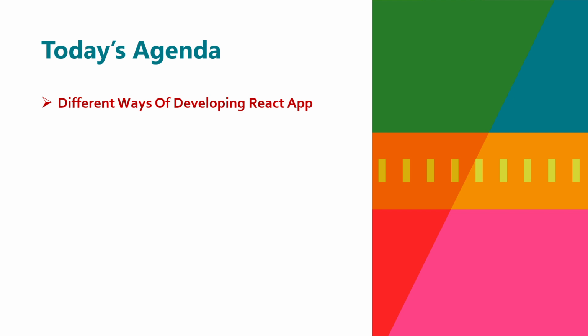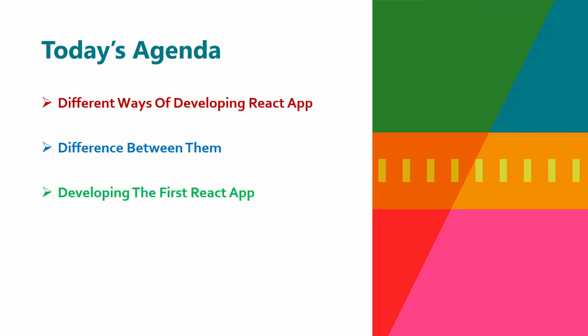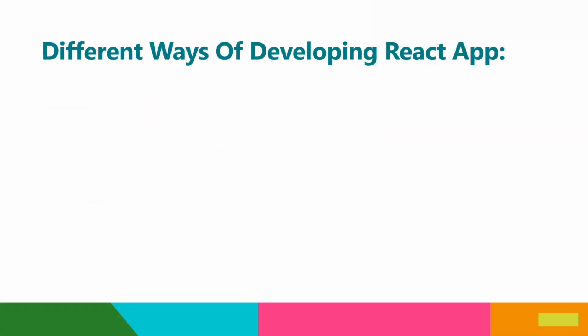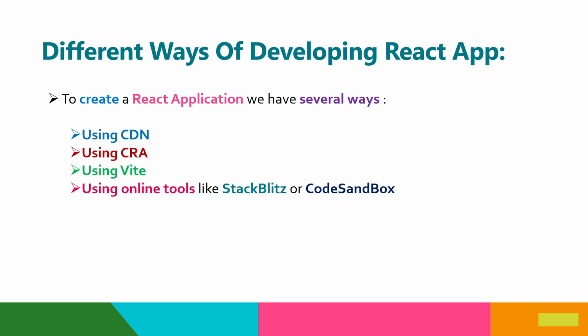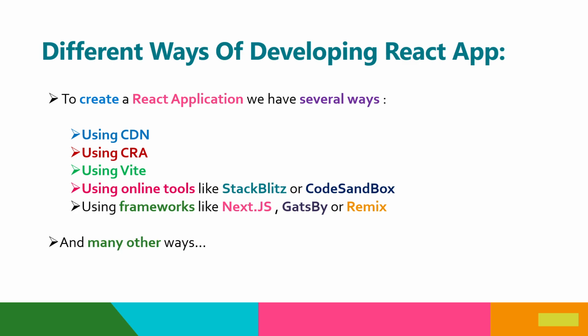So first of all, today the agenda is the different ways of developing the React app, the difference between them, and developing the first React app. The first is Create React App. We have several ways: using CDN, using CRA, using Vite, using online tools like StackBlitz or CodeSandbox, using frameworks like Next.js, Gatsby, Remix, and many other ways.